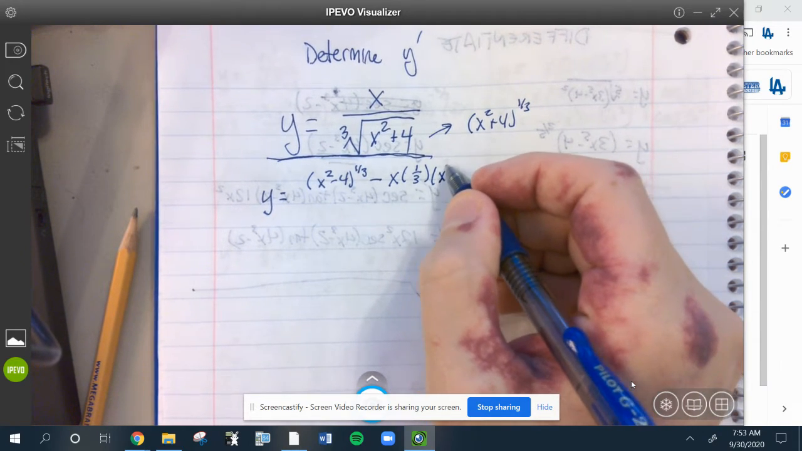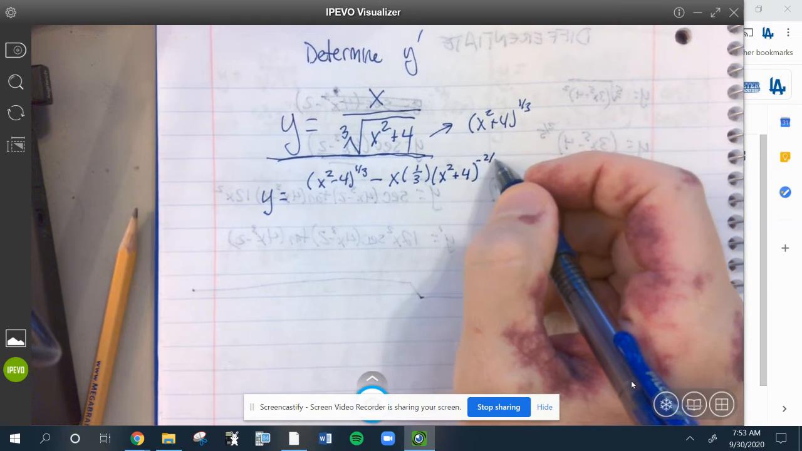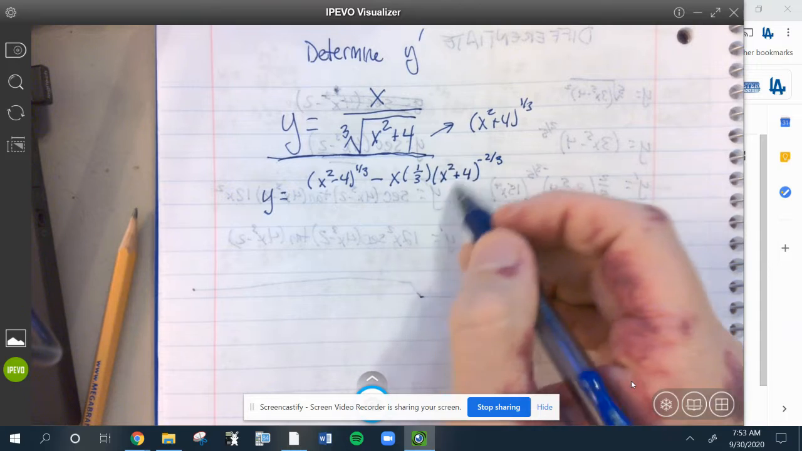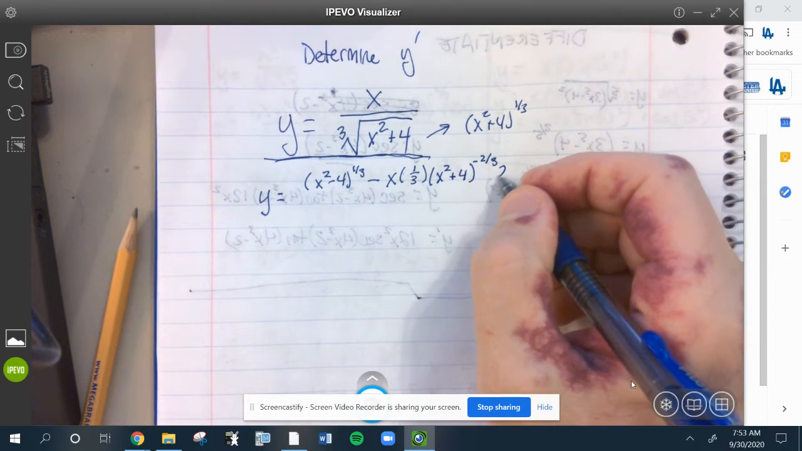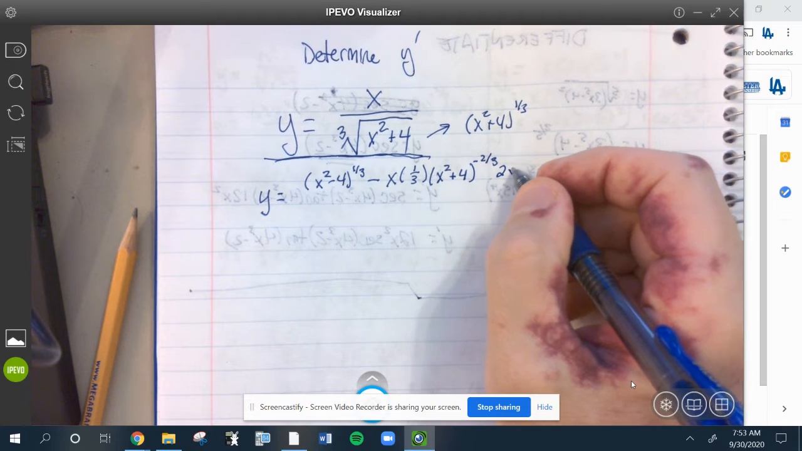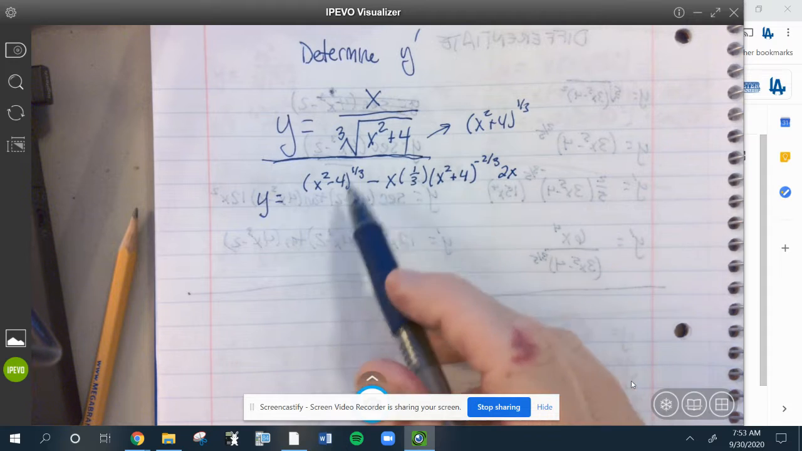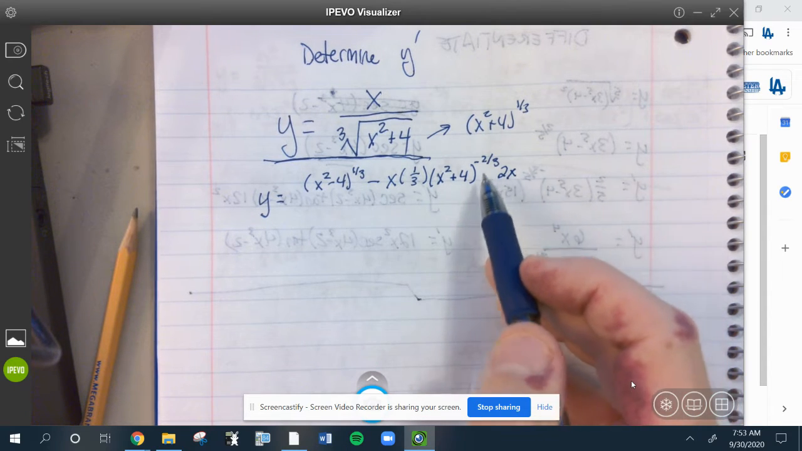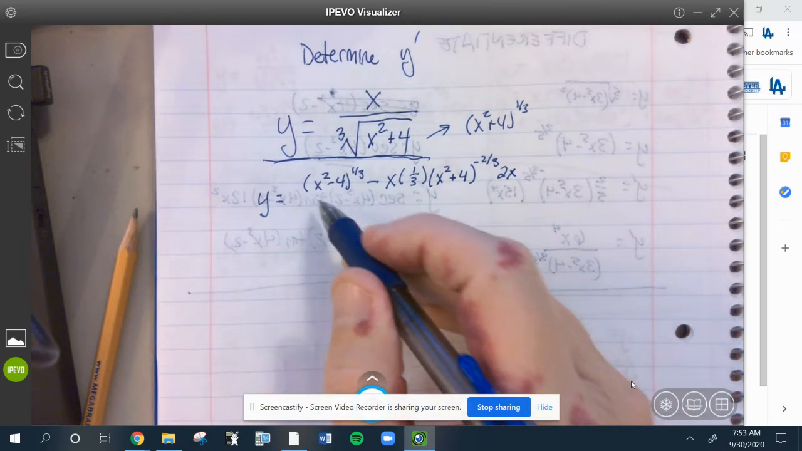Leave the inside alone, x squared plus 4 to the negative 2/3. Now times the derivative of the inside, which is x squared. So the derivative of x squared is 2x. I find most often when students make mistakes early on, when you're combining a quotient rule and a chain rule, they overlook this part, the derivative of the inside. So be careful.